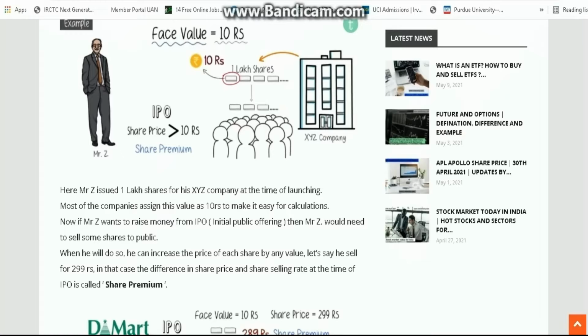When he does so, he can increase the price of each share by any value according to market conditions. Whatever position he stands on, he can increase the share price by any value. Let's say he sells for 299 rupees. In that case, the difference between the share price at the time of IPO launch minus the share face value is called the share premium.